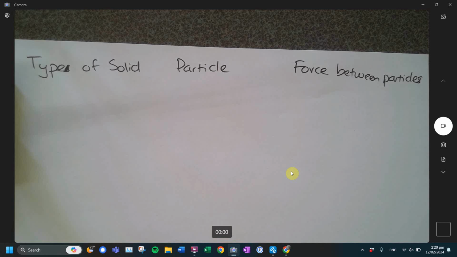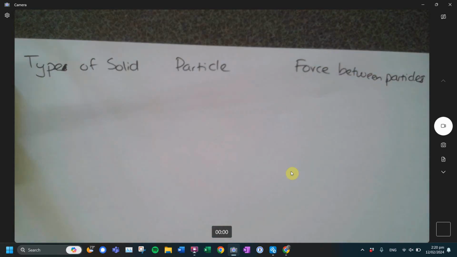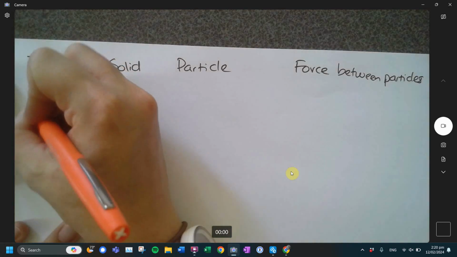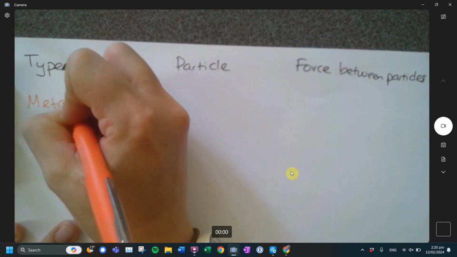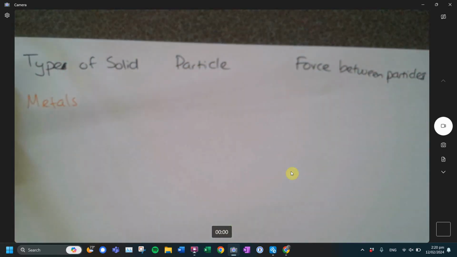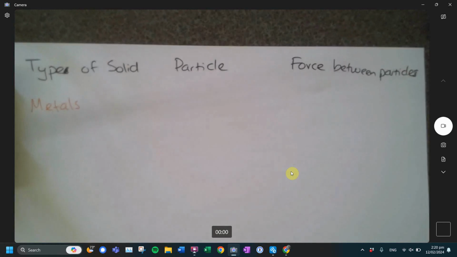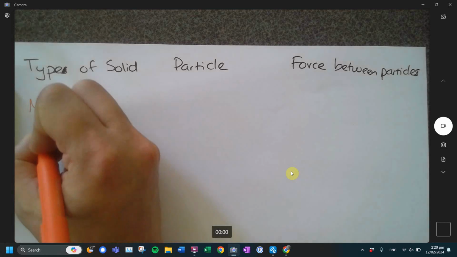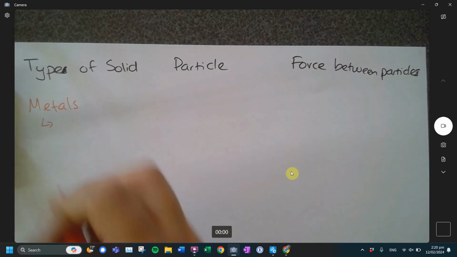All right, so if you guys remember, the first type of solid we talked about, and that we will talk about for this, is going to be our metals. These should be an easy thing to find on the periodic table because they will be made of metal atoms.